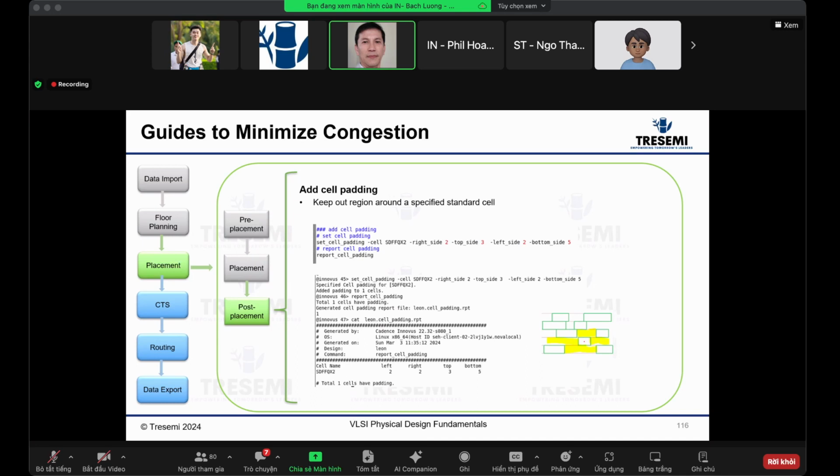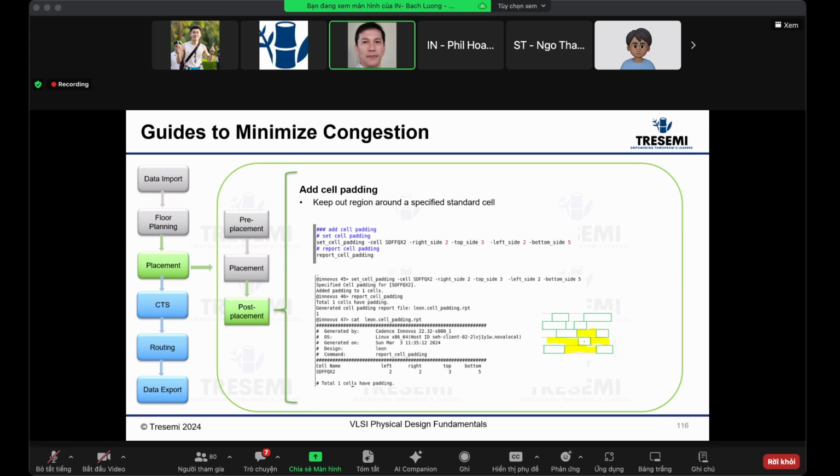Any more questions? Because how to resolve congestion is a very important concept in the placement stage. You have to learn how to resolve congestion and make your design routable after the placement stage. If you can't resolve this, there's no point in moving on to the next stage in the flow.